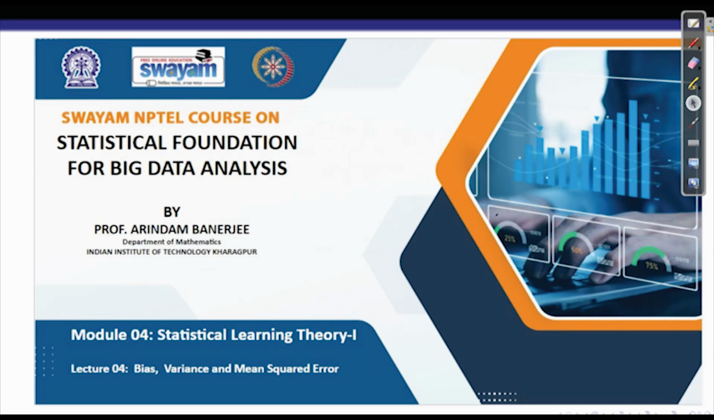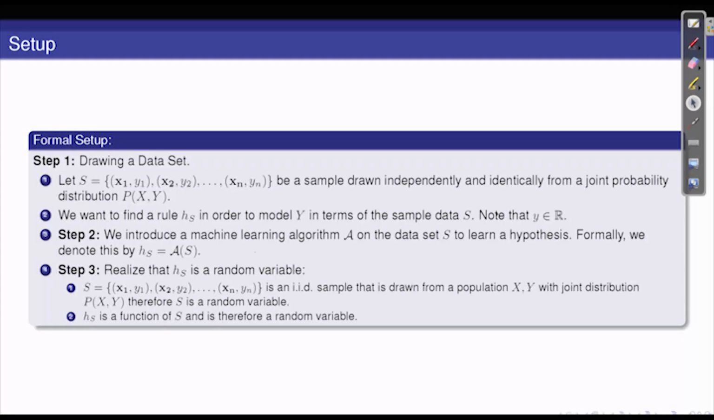We will continue with our first module on statistical learning theory. This is the fourth lecture. We continue our discussion on bias, variance and mean squared error. Let's start from scratch once more, the formal setup.